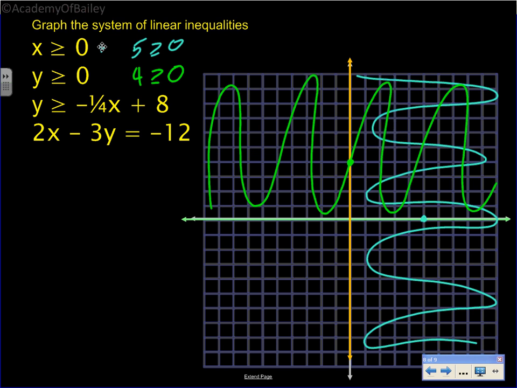All right, the next inequality is in slope-intercept form. The y-intercept is 8, so you can go ahead and plot that. And the slope is -1/4. Remember, the negative sign either goes with the 1 or it goes with the 4. It does not go with both of them. So -1/4, that means we go down 1 and to the right 4. Or you could have gone up 1 and to the left 4.